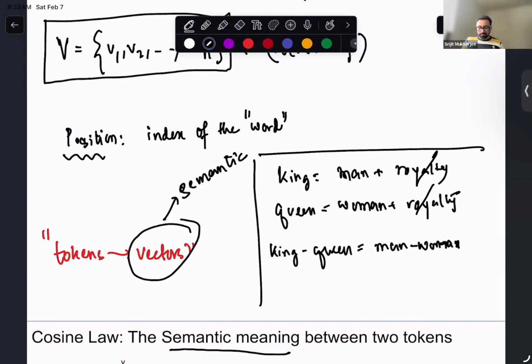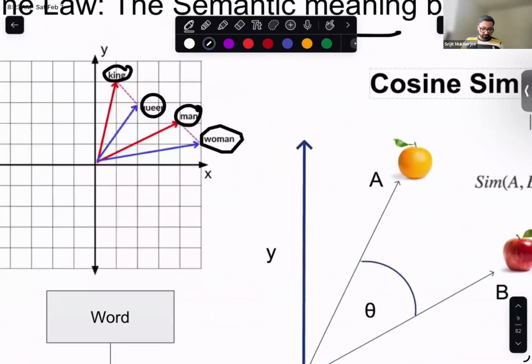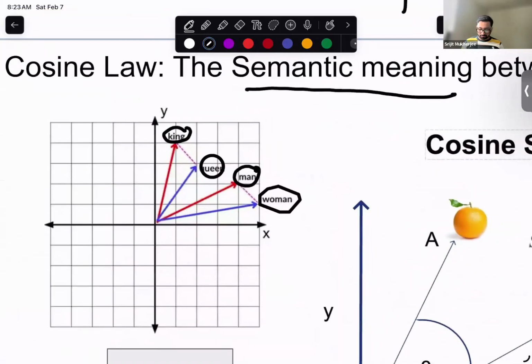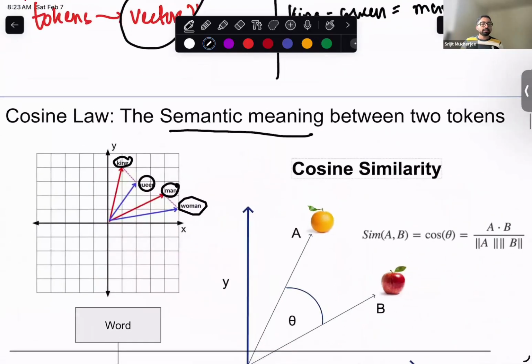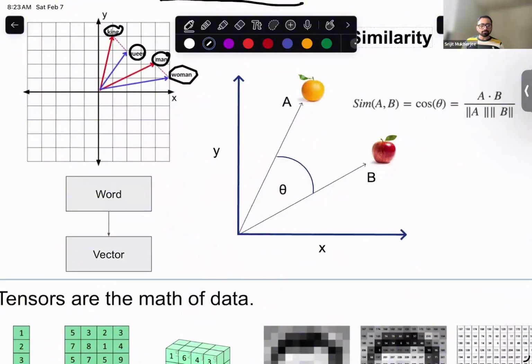All of you agree with this, guys? So we want to have this notion of semantic. This is what I mean by semantic. This relationship should be there, and it should ideally look like this: king minus queen is man minus woman. The vector should be the same. Does it make sense, all of you? Yes or no? Can you write yes in the comment box?